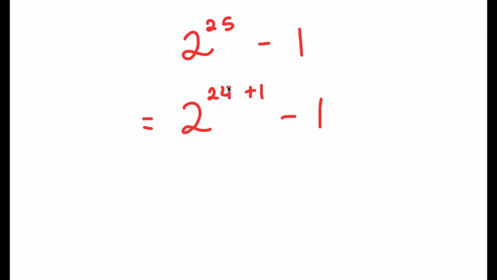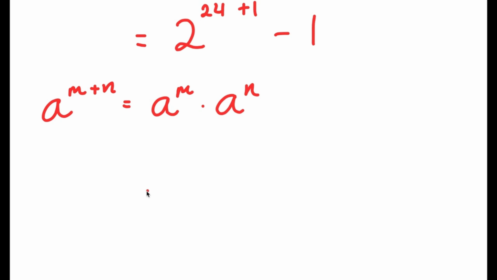The reason I'm rewriting 25 as 24 plus 1 is so now I can use the property a to the power of m plus n is equal to a to the power of m times a to the power of n. So 2 to the power of 24 plus 1 is going to equal 2 to the power of 24 times 2 to the power of 1 minus 1.